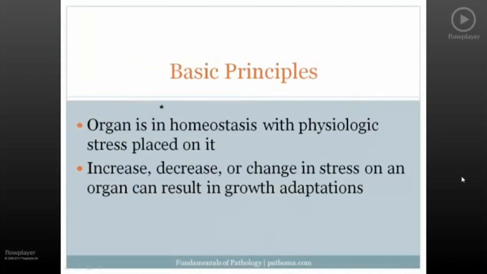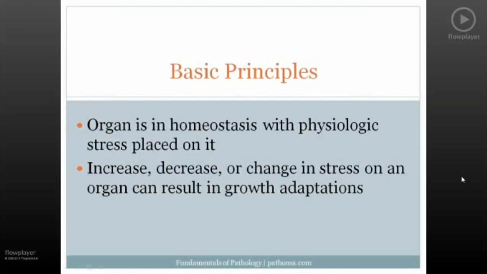The first is that an organ is in homeostasis with the physiologic stress placed on it. So we can take any example. Take the heart, for example. The heart has the function of pumping against the systemic blood pressure, and it pretty much is in homeostasis when it deals with that physiologic stress.